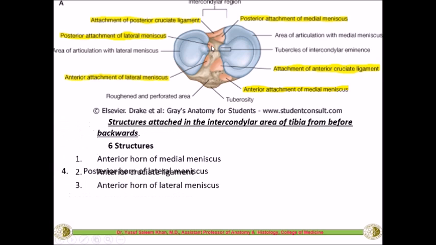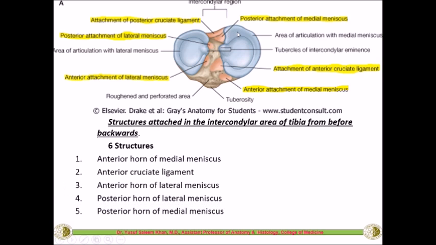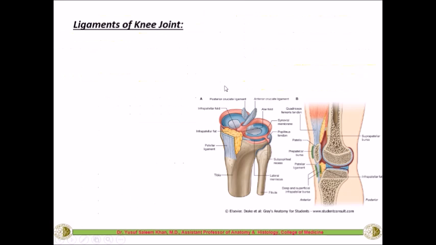Just behind that will be the posterior horn of the lateral meniscus, and behind that is the posterior horn of the medial meniscus. This is the medial meniscus here. Behind that is the posterior cruciate ligament, the most posterior structure attached in the intercondylar area. So these are the 6 structures arranged from anterior to posterior side in the intercondylar area.